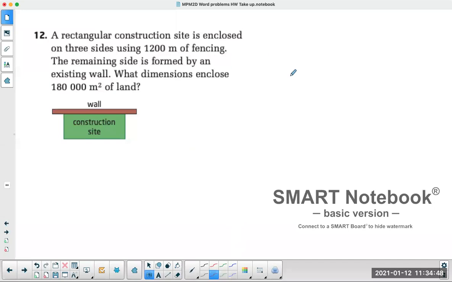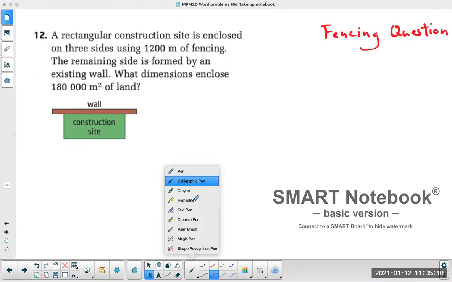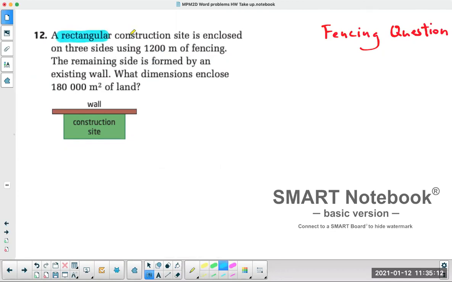The second type of word problem that we're talking about here is what I call a fencing problem, or a fencing question. The fencing question is always about the area of whatever the situation here is. So in this case, it's a rectangular construction site. So you're trying to find the area of this rectangular construction site.